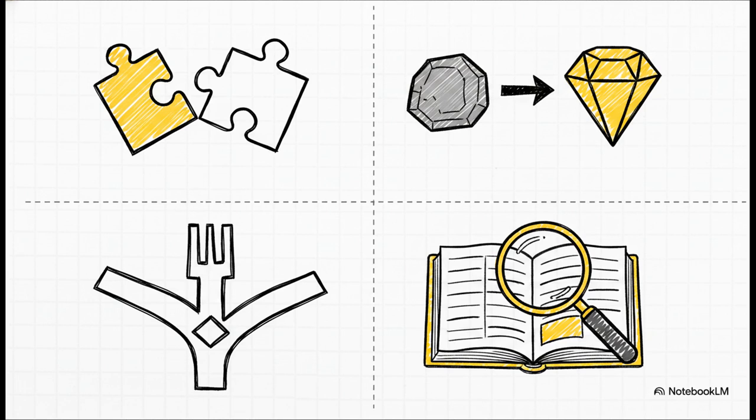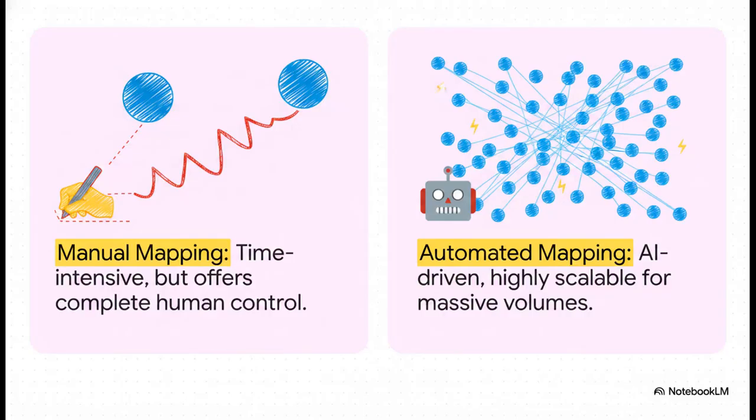Then there's conditional mapping, which applies specific if-then business rules. And finally, lookup mapping, which cross-references data against an external master list. But you also have to weigh your overall approach. Are you going to map manually? Well, manual mapping offers total, granular human control, sure, but it is incredibly time-intensive and, honestly, highly error-prone.